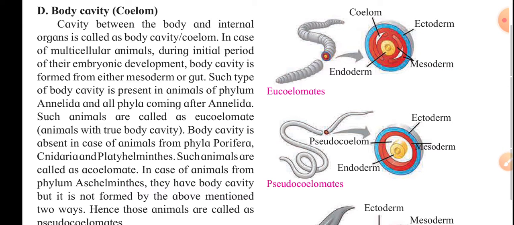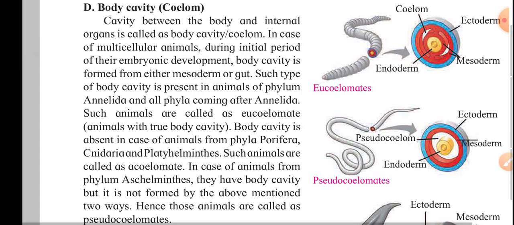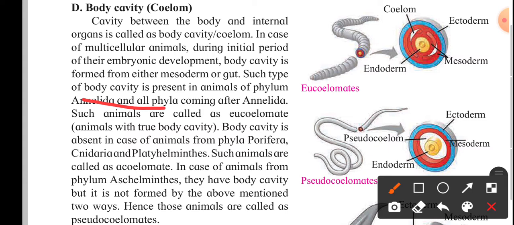The next criterion is the body cavity or coelom. The cavity between the body wall and internal organs is called the body cavity or coelom. In multicellular animals, during the initial period of embryonic development, the body cavity is formed from mesoderm. Such a body cavity is present in animals of phylum Annelida and all phyla coming after Annelida. Such animals are called eucoelomate, animals with a true body cavity. The body cavity is absent in animals from phyla Porifera, Cnidaria and Platyhelminthes. Such animals are called acoelomate.